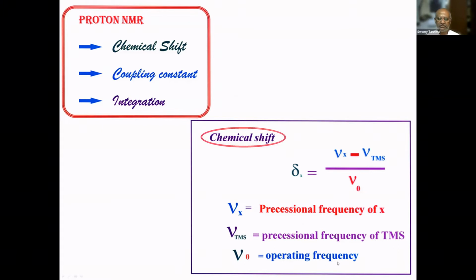NMR spectrometers are generally expressed in terms of radio frequency, that is 300 megahertz, 400 megahertz, 500 megahertz, or in terms of Tesla. Tesla, the magnetic flux density, is also used. But most popularly, it is represented in the form of radio frequency. So when we talk about NMR, people say 300 megahertz, 400 megahertz, 500 megahertz NMR.